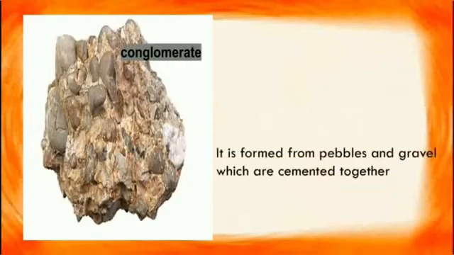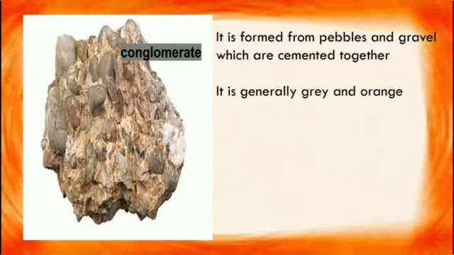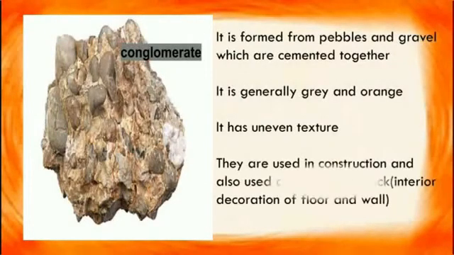Our next rock is conglomerate. It is formed from pebbles and gravels which are cemented together. It generally occurs in grey and orange color. It has an uneven texture. They are used in construction as well as used as ornamental rocks, that means in decoration of floor and walls of the room.